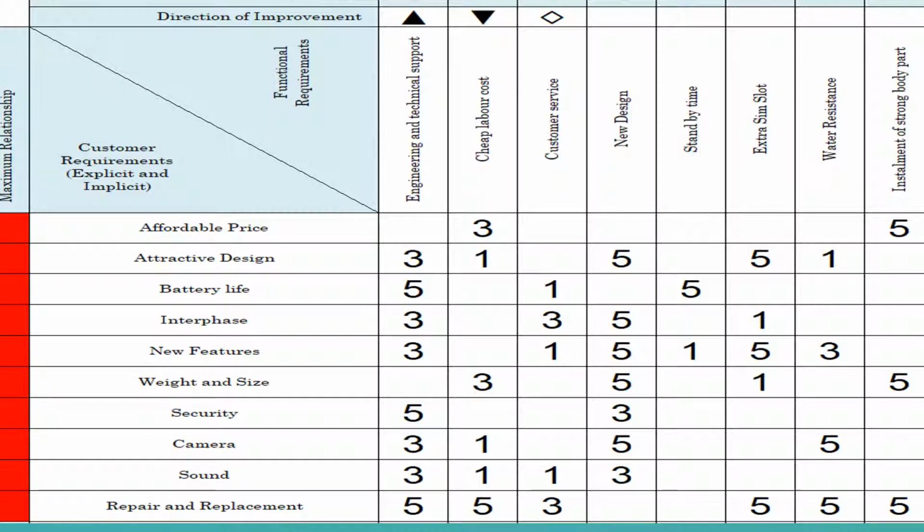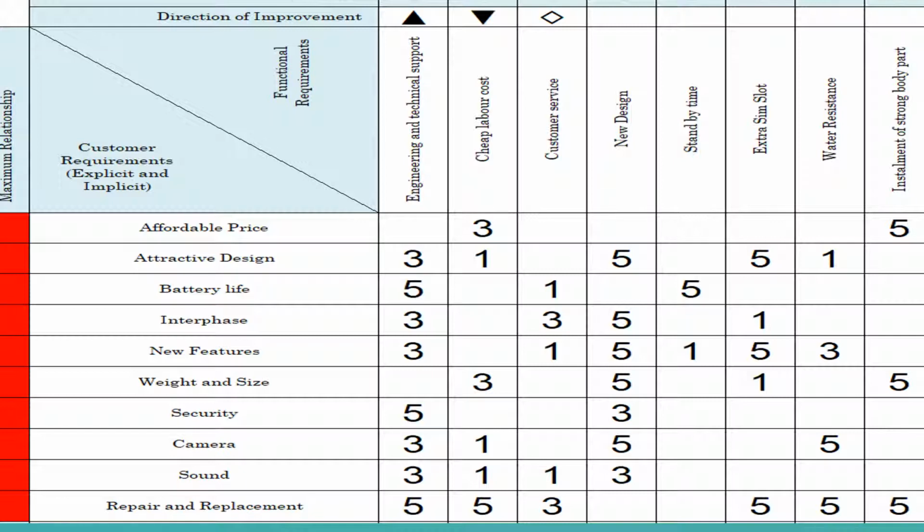For the weight and size, we give 3 for cheap labor cost, 5 for new design, 1 for extra SIM slots, and 5 for installment of strong body. For the security, we give 5 for engineering and technical support, 3 for new design. For the camera, we give 3 for engineering and technical support, 1 for cheap labor cost, 5 for new design, 5 for water resistance.